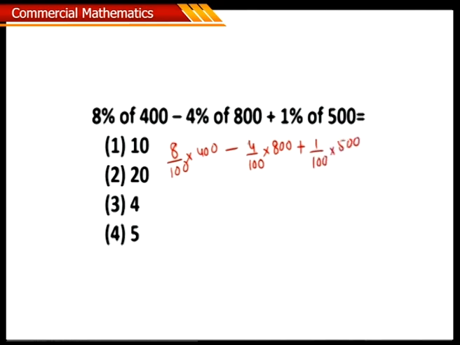Once you know the notations, it is a very easy problem. 100 divides 400 four times, 100 divides 800 eight times, and 100 divides 500 five times. So 8 fours are 32, minus 4 eights are 32, plus 5 ones are 5. 32 minus 32 is 0, and 0 plus 5 is 5. So we can see that this is the required solution.